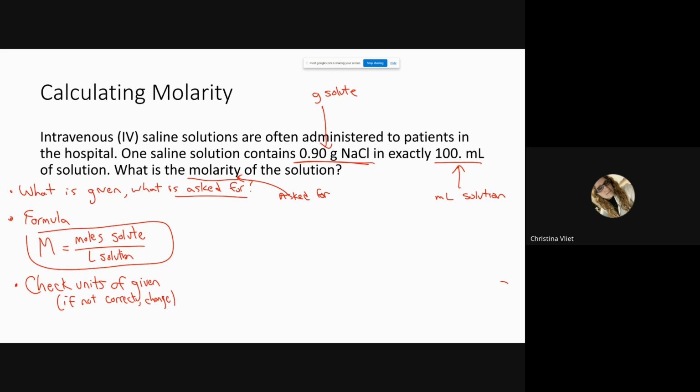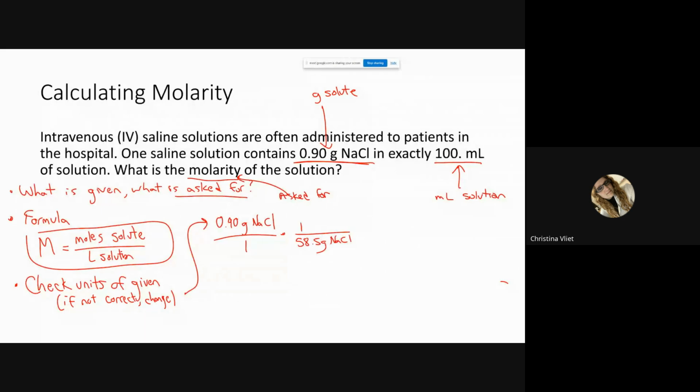Wait, what do you mean? I have grams and it says I have to have moles? Do we know how to do that? Yeah, we did that. This is what we spent a lot of time on last unit. So you're going to have to change the units to the correct ones. Let's do that now. 0.9 grams NaCl, how do we change that to moles? 0.9 grams NaCl over 1. On the bottom it's going to be 58.5 grams, which is the molar mass.